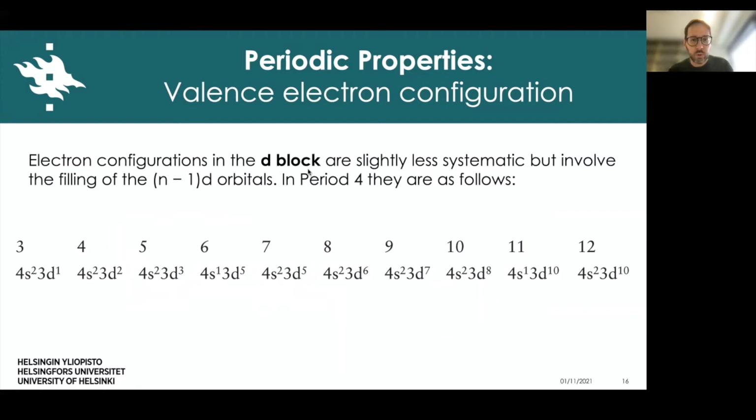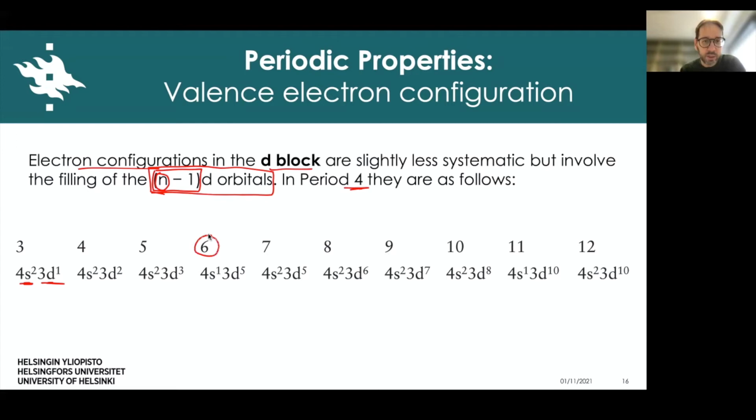So, looking at the d block, the electron configuration in the d block is slightly less systematic, because in this case it involves the filling of the d orbitals, and this refers to the d orbitals with n-1 instead of n for the period. So if we consider period 4, this means, for example, in group 3, 4s2 3d1. So the d orbitals that are filled are the d orbitals of n-1, where n is the period. And here we are talking about period 4.